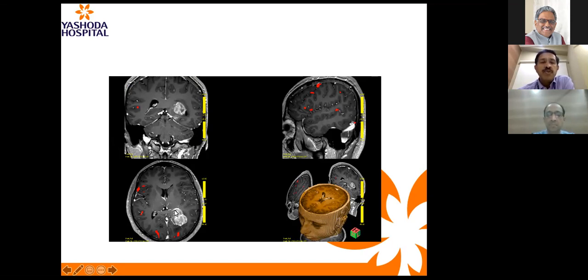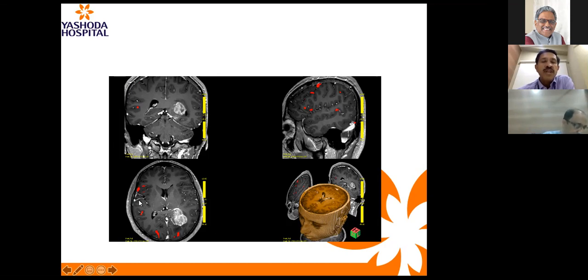This patient had come to us with a left trigonal tumor, and we had to make a left-sided, transcortical approach. However, we were not sure where the speech area is, and we didn't want to land up with a speech deficit in a patient who did not have any speech deficit. We didn't want to give the patient a speech disorder post-operatively.